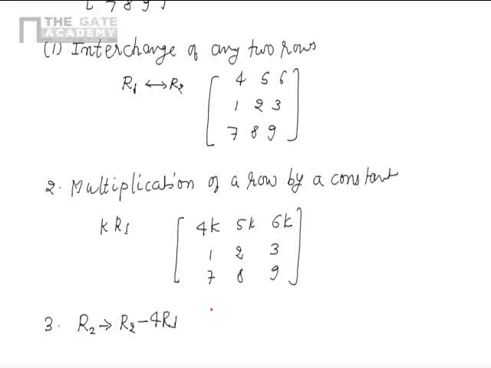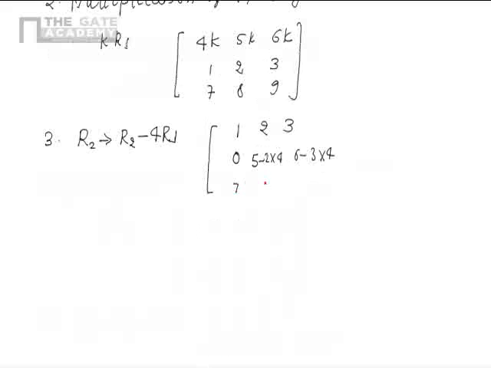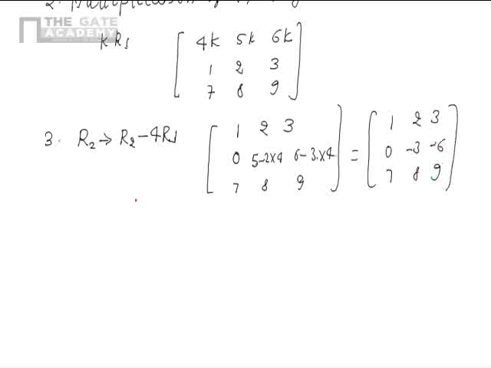So if I do this operation with the initial matrix A, as you can see here, then I'll get 1, 2, 3. Then 4 minus 4 is 0. 5 minus 2 into 4, 6 minus 3 into 4, 7, 8, 9. So this will be equal to 1, 2, 3, 0, 5 minus 8 is minus 3, 6 minus 12 is minus 6, 7, 8, and 9. So this kind of operation we can apply as elementary transformation of the matrix.